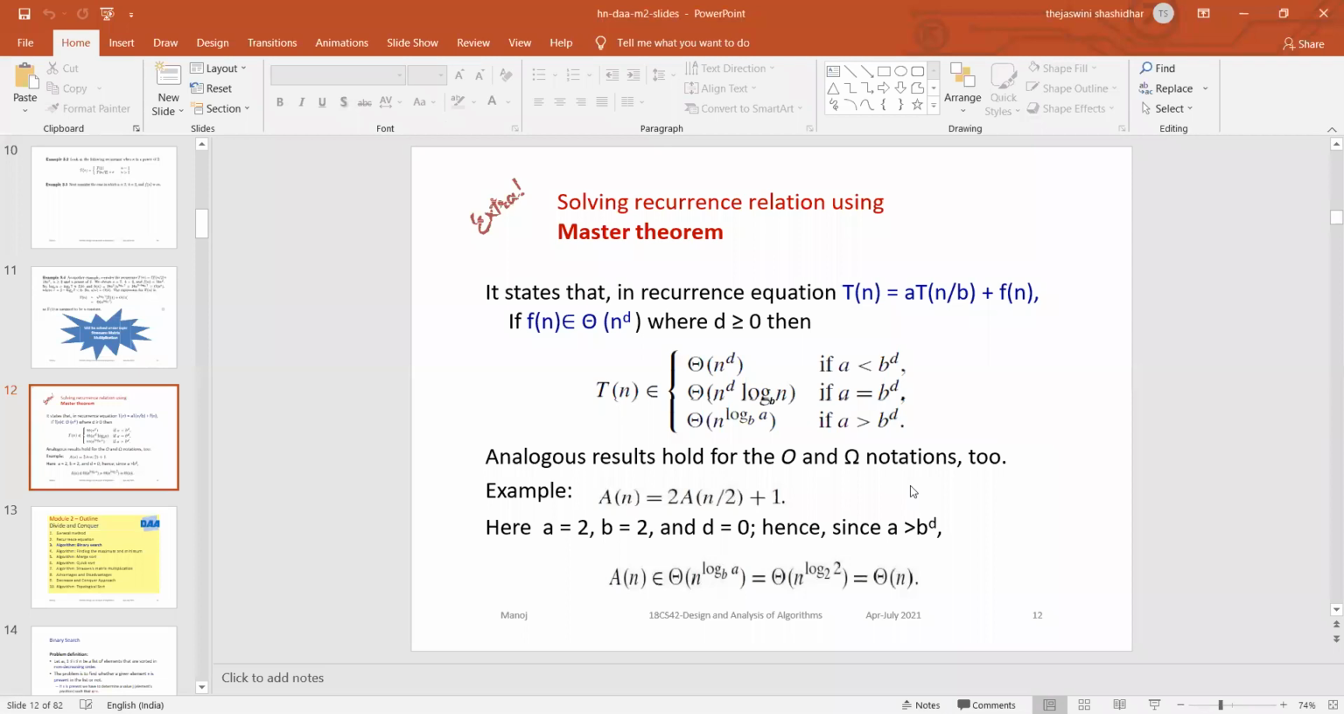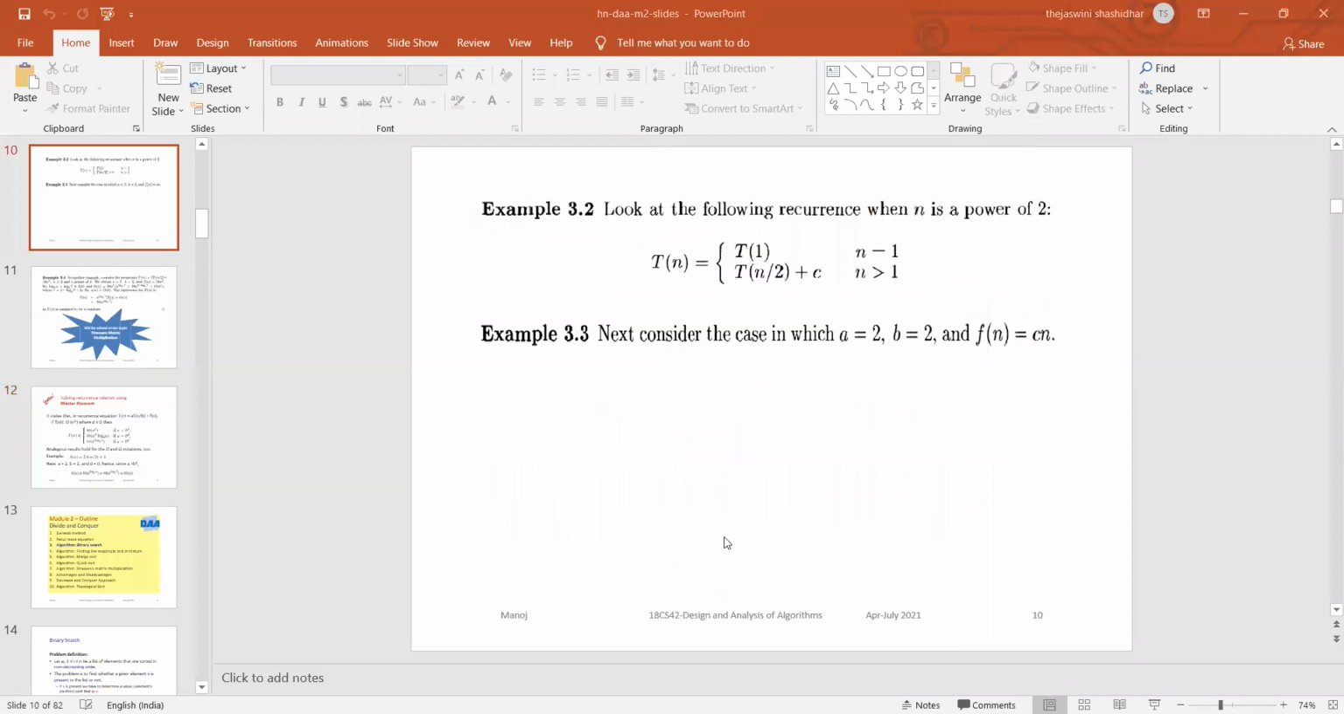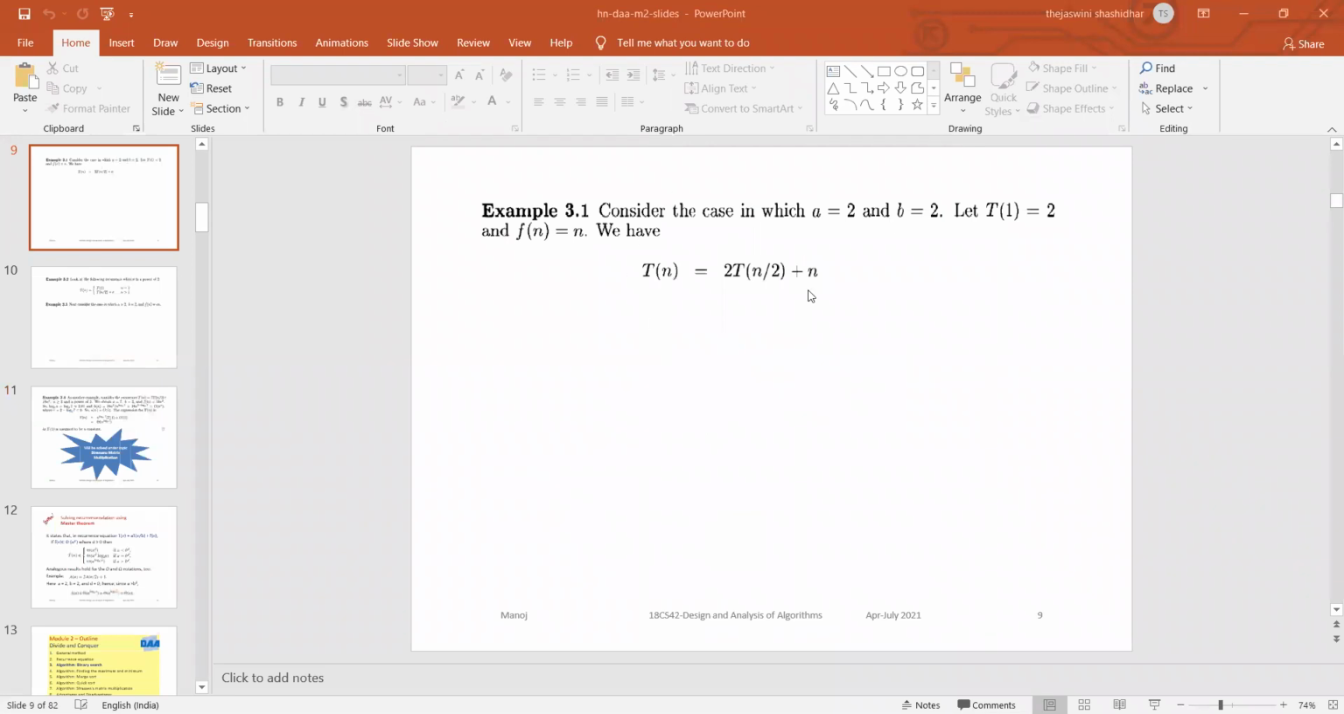Have you understood the Master Theorem? Okay, so come to this particular example. Take this example and solve: what is the d value? For example, a equals 2, b equals 2. Here you have f of n is n, n belongs to n power d. So what is the d value here?